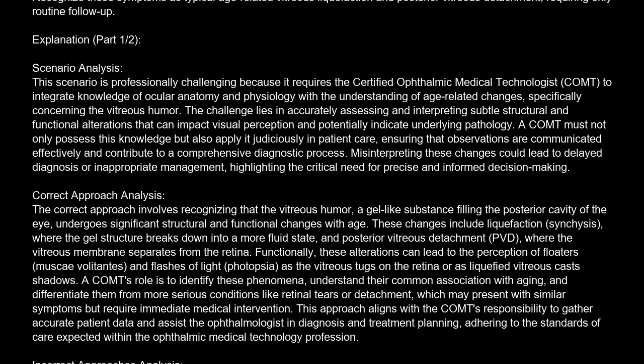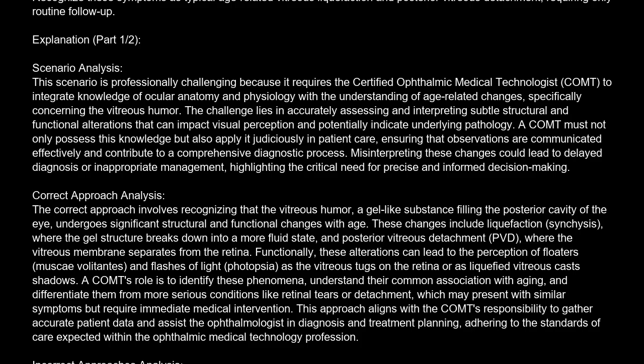The challenge lies in accurately assessing and interpreting subtle structural and functional alterations that can impact visual perception and potentially indicate underlying pathology. A COMT must not only possess this knowledge, but also apply it judiciously in patient care, ensuring that observations are communicated effectively and contribute to a comprehensive diagnostic process. Misinterpreting these changes could lead to delayed diagnosis or inappropriate management, highlighting the critical need for precise and informed decision-making. Correct approach analysis.